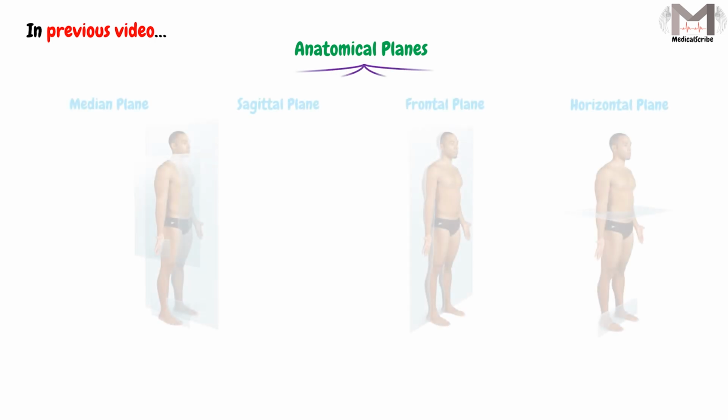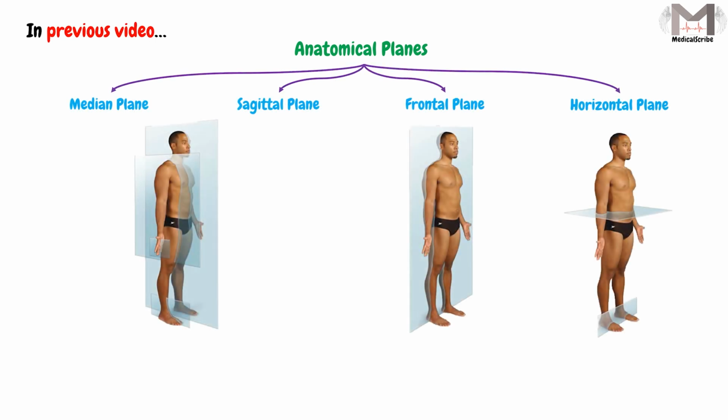In the previous video we talked about the anatomical planes, which we said are 4 planes, and we talked about almost everything regarding these planes. Today we have to know how we will use these planes and how they will help us. So, in this video we will learn that the anatomical planes are used mainly to describe the anatomical sections.